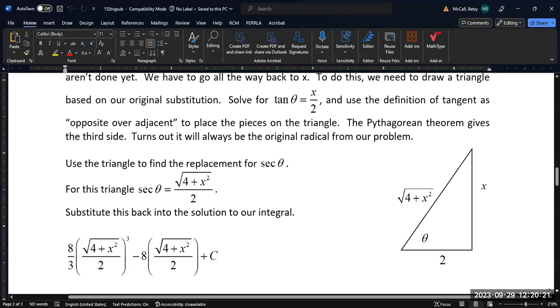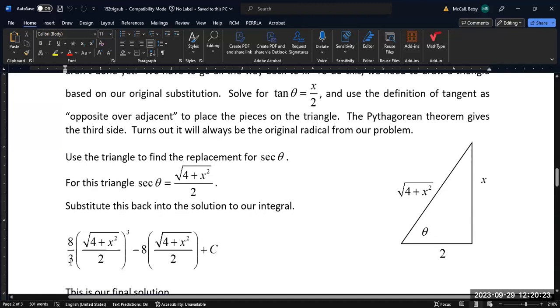And so we end up with our coefficient, 8/3. This was our secant. It's being cubed, minus 8. Again, distributing that 8 through the whole expression. This, we had 1 secant here, and then our constant.